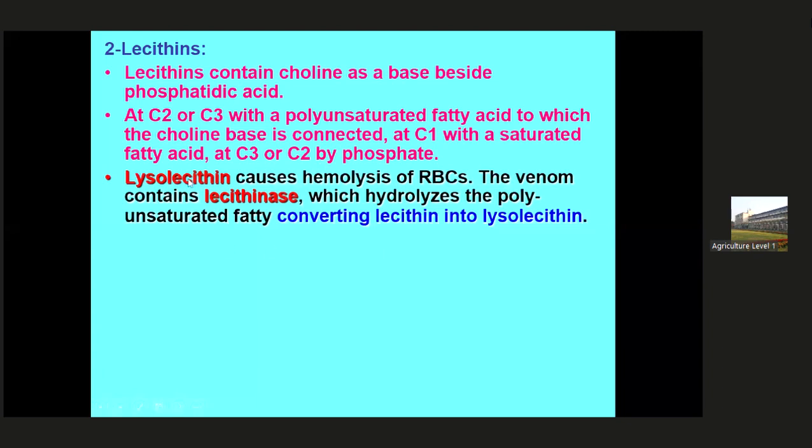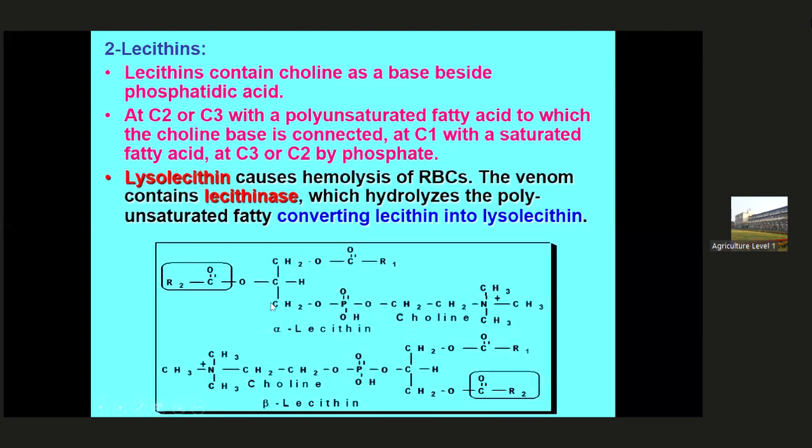So this is lecithinase and this is lysolecithin, which is very important. So this is lecithin. This one is a saturated fatty acid, this one is a polyunsaturated fatty acid. When the unsaturated fatty acid attaches to the number 2 carbon, then the choline and the phosphate group attach to the number 3 carbon. As the phosphate and choline are present at the right position, this is called alpha lecithin. And when this unsaturated fatty acid is linked with the glycerol skeleton at the number 3 carbon, then the phosphate and choline will be attached at the number 2 carbon. Then the phosphate and choline will be present on the left side, so this is called beta lecithin.